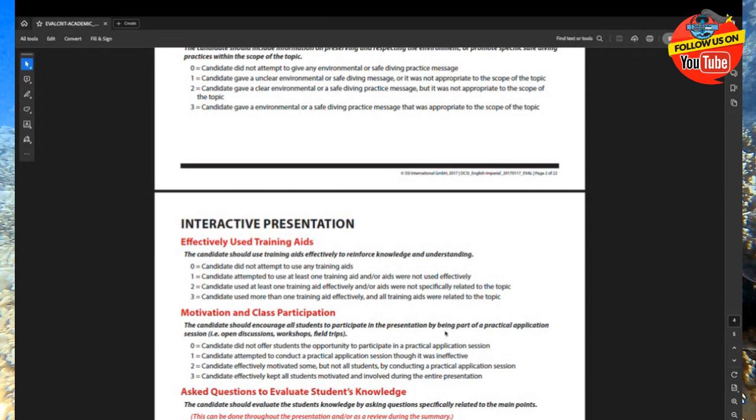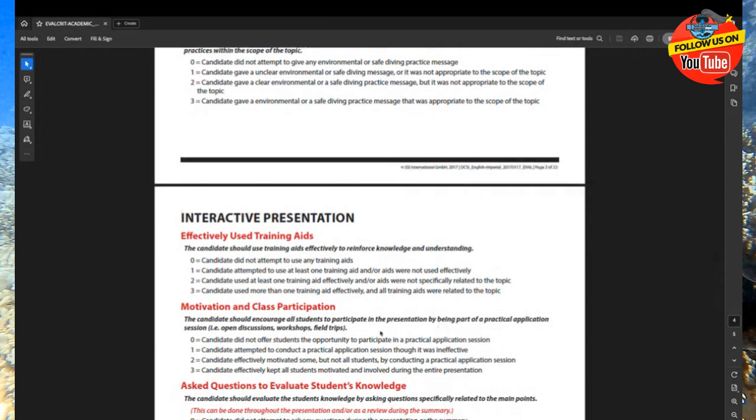It's 2. The next one down is motivated the class to participate. The candidate should encourage all students to participate in the presentation by being part of the practical application session. For example, discussions, workshops, and field trips. Think pair share is another one. So candidate effectively kept all students motivated and involved during the entire presentation.